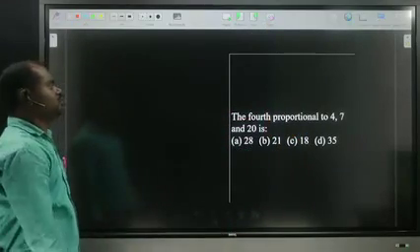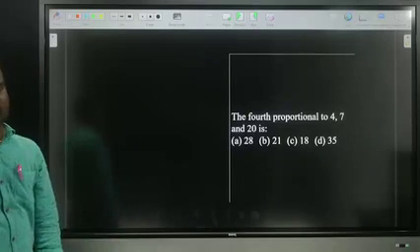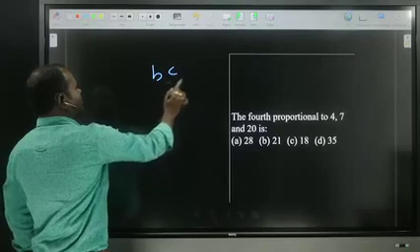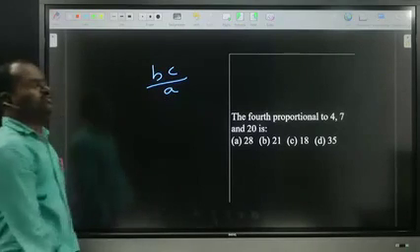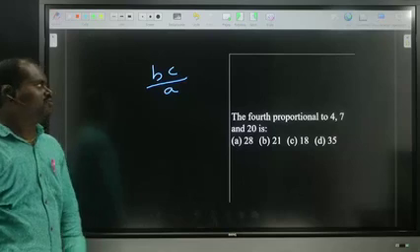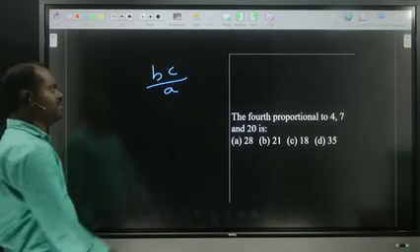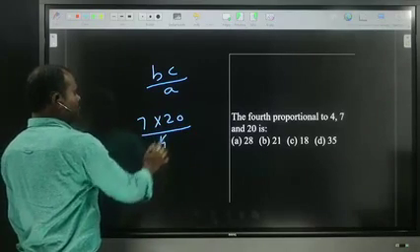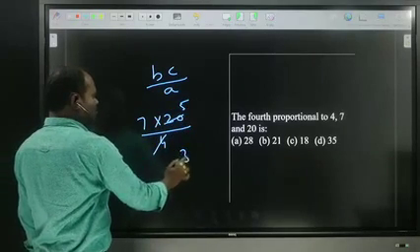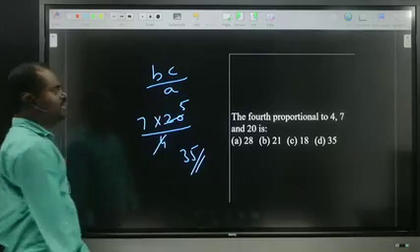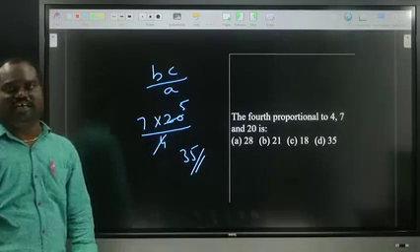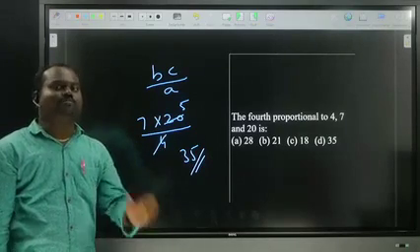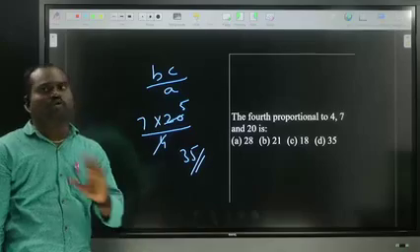the fourth proportion of 4, 7, 20. What is the fourth proportion formula? BC by A. Given three terms are A, B, C values 4, 7, 20. BC by A means 7 into 20 by 4. 4 fives, 7 fives is 35. Fourth proportion is BC by A, third proportion is B square by A, mean proportion is root AB. Right? Now.